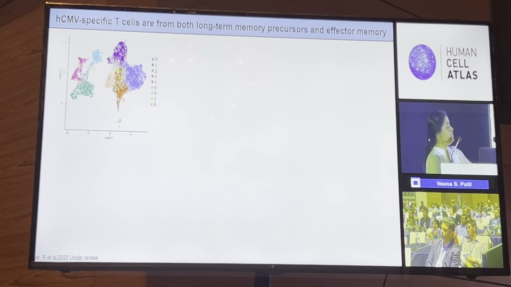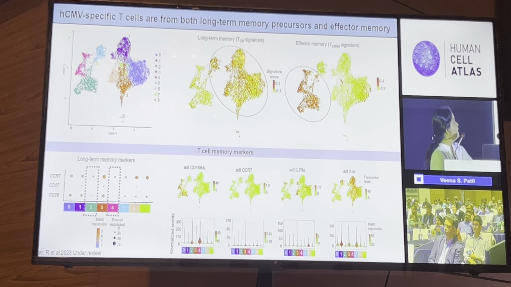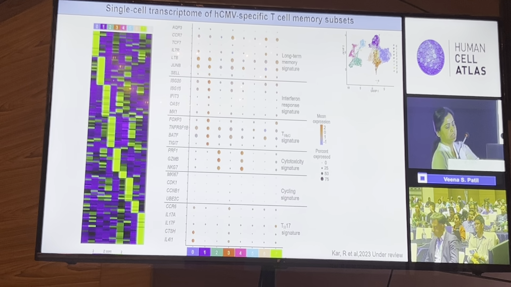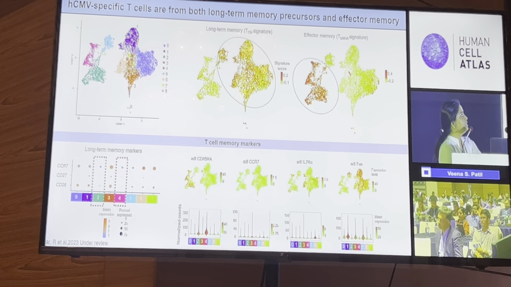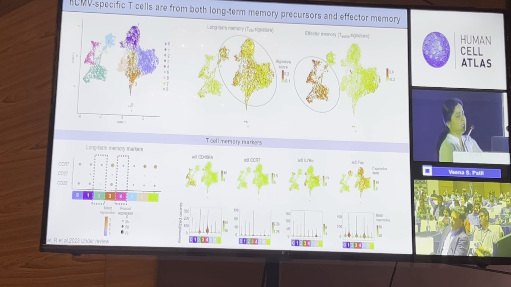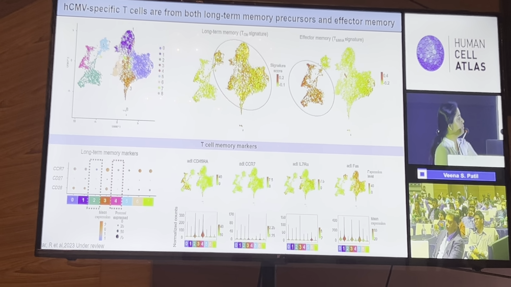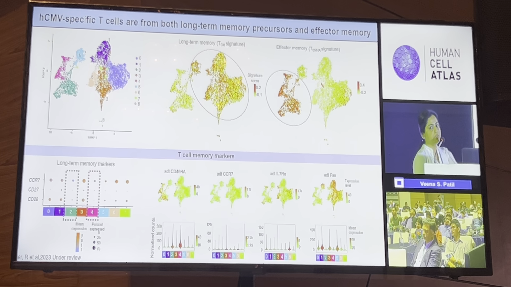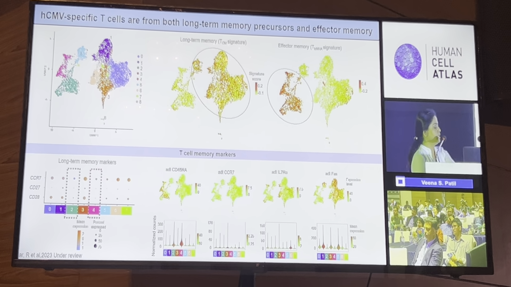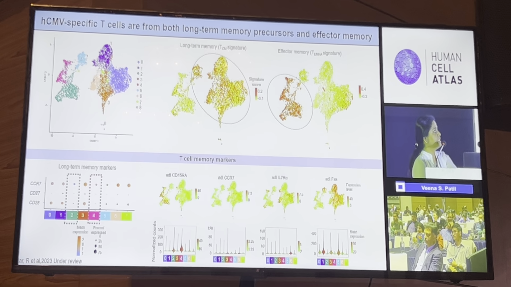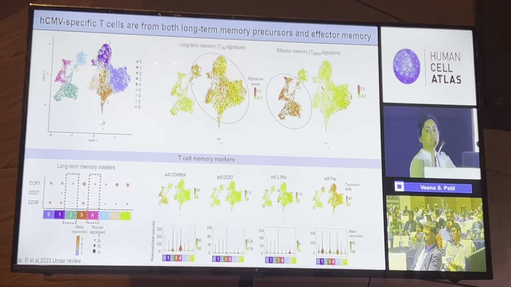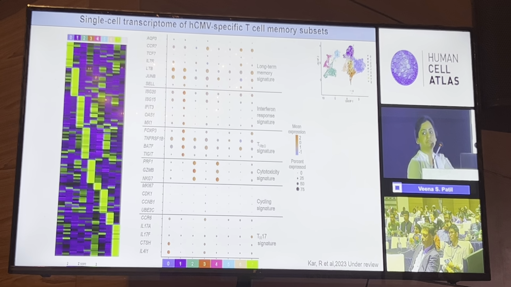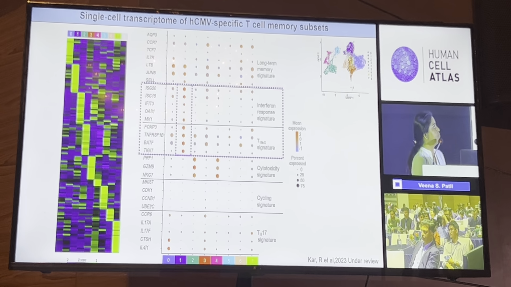For the CMV, we found about 9 clusters, and they were distributed across the different memory compartments. We had the effector memory as well as the long-term memory, and they were also aligned with the oligo-tagged antibodies that we used while doing the experiment. So this suggests that we had a representation from different memory compartments, and then we looked into their functional characteristics in an unbiased way.